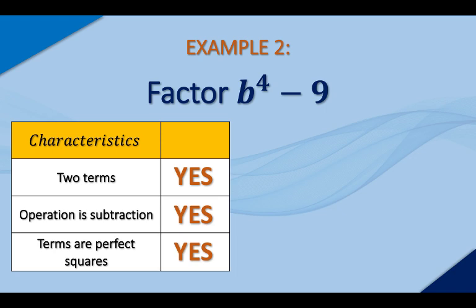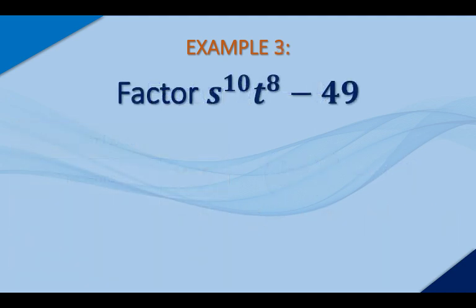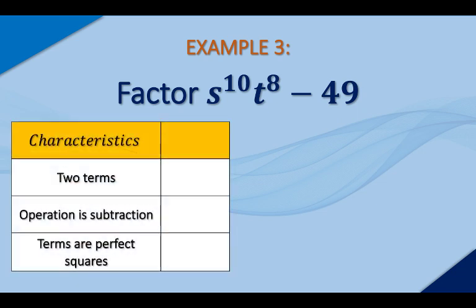That means I can rewrite my expression as b squared to the power of 2 minus 3 squared. So we factor our binomial as b squared plus 3 multiplied by b squared minus 3. Another one. Let's factor s to the 10, t to the 8 minus 49. Once again, this binomial has two terms. The operation is still subtraction, and the terms are perfect squares.